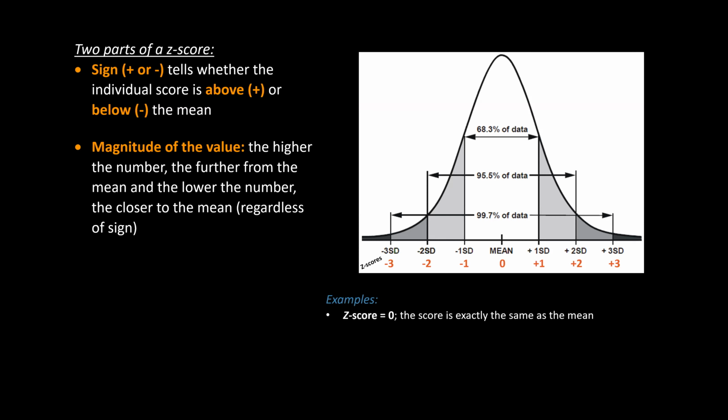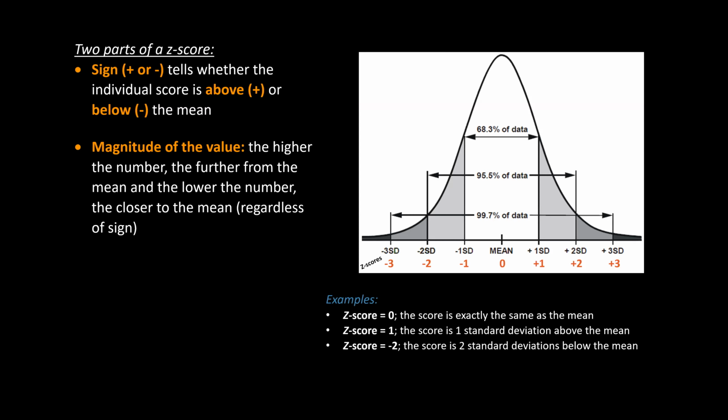So here are some examples. If you have a z-score of 0, that score is exactly the same as the mean. If you have a z-score of 1, that score is 1 standard deviation above the mean. If you have a z-score of -2, that score is 2 standard deviations below the mean. If you have a z-score of 1.35, that means that score is 1.35 standard deviations above the mean.